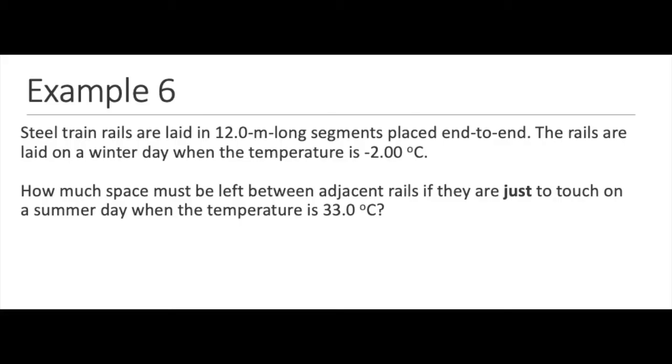Example 6, steel train rails are laid in 12-meter long segments placed end to end. The rails are laid on a winter day when the temperature is -2. How much space must be left between adjacent rails if they are just to touch on a summer day when their temperature is 33 degrees? Okay, so we'll need to look up the coefficient for steel. It's 11 times 10 to the -6 per degree Celsius.